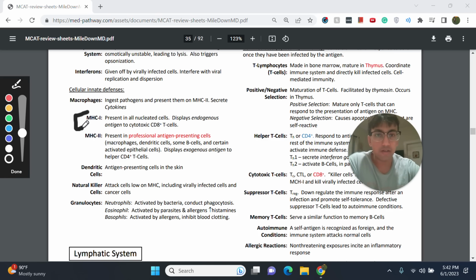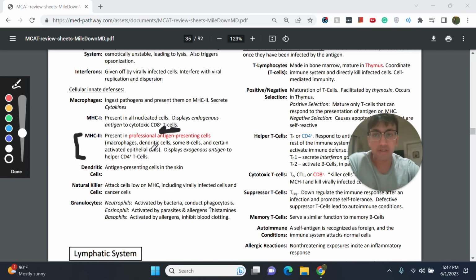MHC1, again, is on all your nucleated cells, and they display endogenous antigens to your cytotoxic CD8 T cells. If these CD8 T cells notice that there's something wrong with these endogenous antigens, or that there's not enough of these MHC1 molecules, then this T cell will kill off that cell.